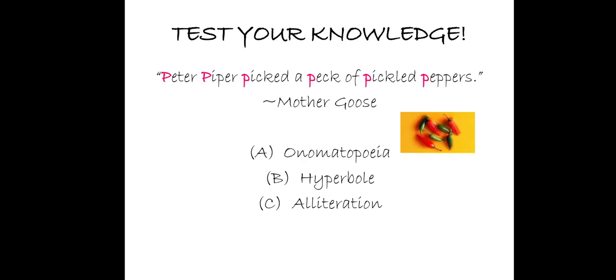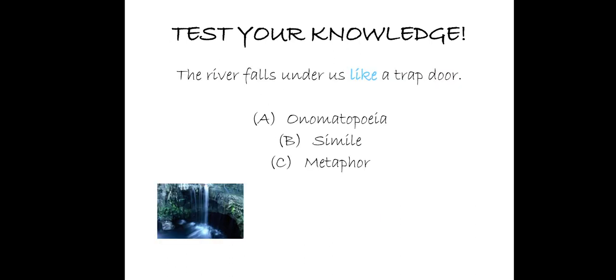Peter Piper picked a peck of pickled peppers. Now you have to identify. It is very easy. Yes, alliteration, as here in this example, repetition of the sound P. The river falls under us like a trap door. Simile. Yes, simile is considered in this example because the river is just compared with a trap door using the word like.